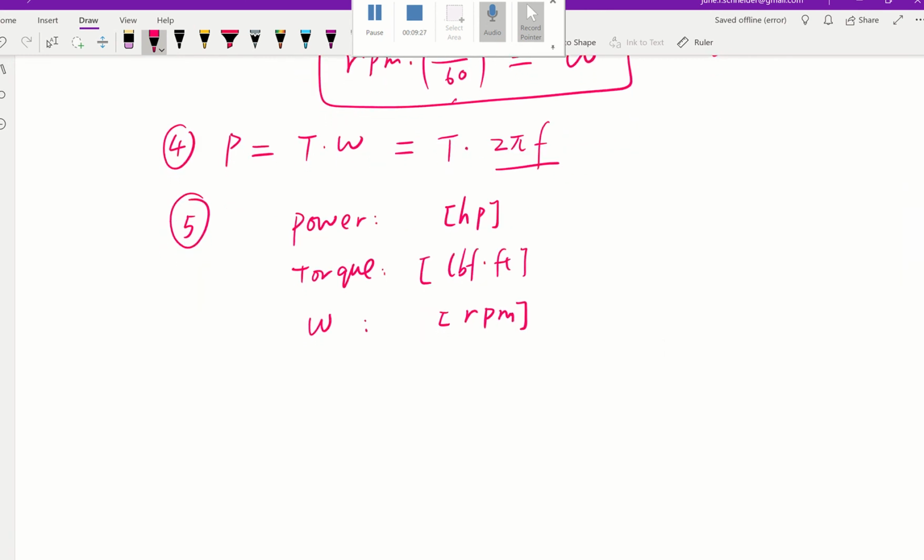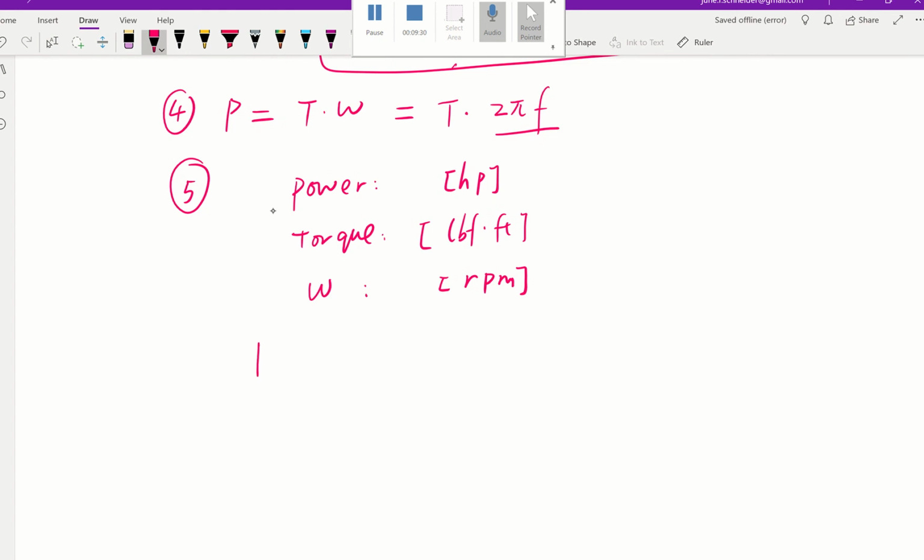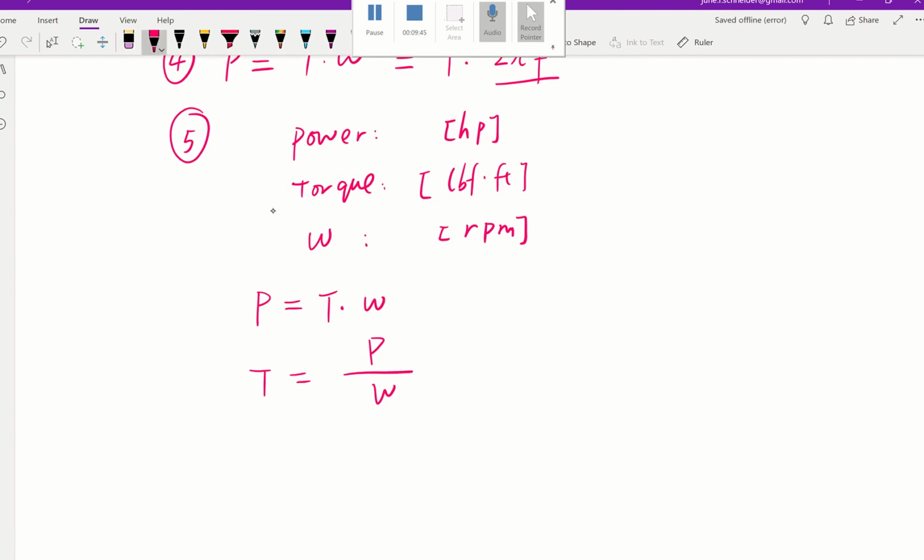So now let's go ahead and try to figure this out. We start with this formula. Power is equal to torque times omega. And so here, torque is going to be equal to power over omega. All right, be aware, for this torque we're going to use pound-foot, okay? And this power here, we're going to use horsepower. Then omega here, we're going to use RPM. I'm going to change my color to talk about the conversion here.